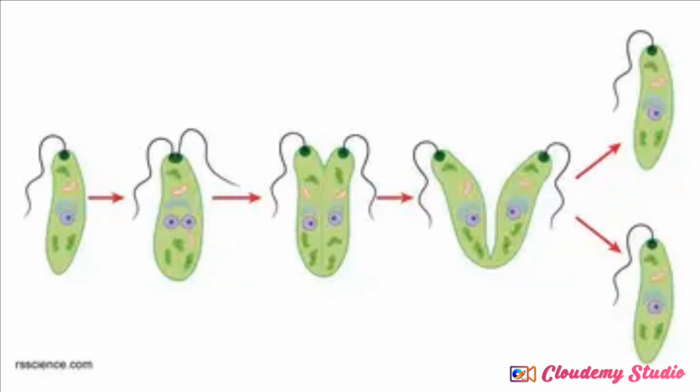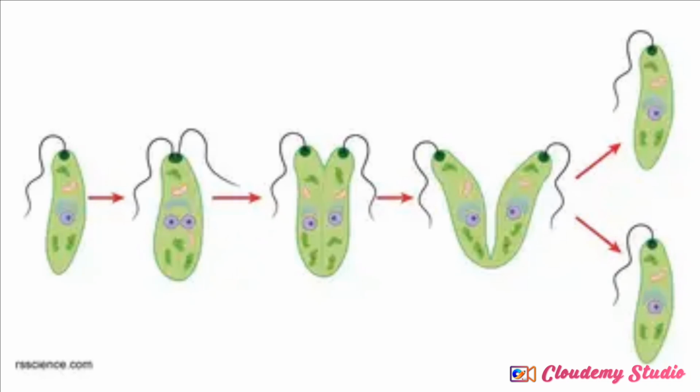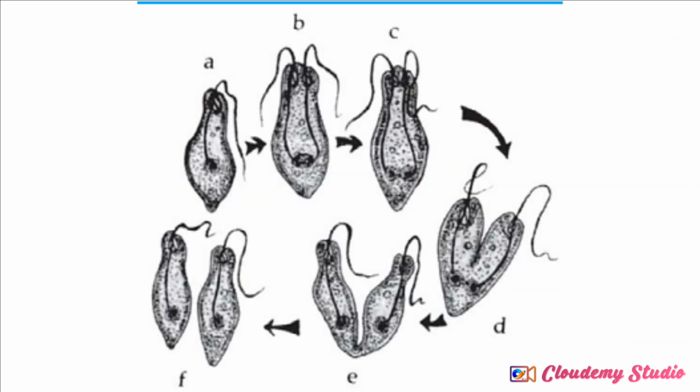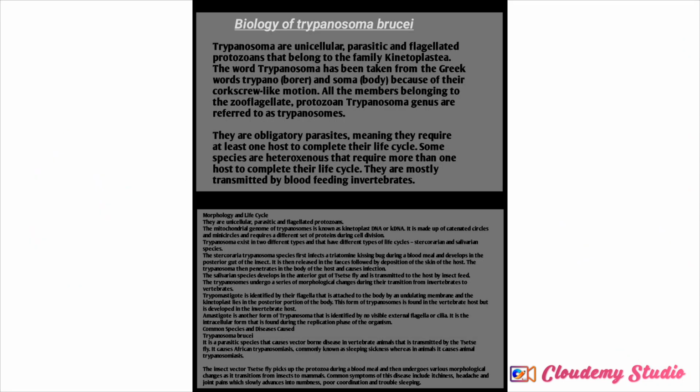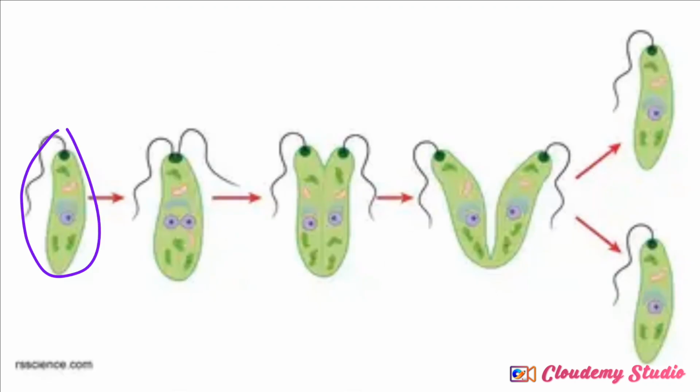Now check this out. This is how they reproduce. This is what we know as longitudinal fission. If you notice very well, it divides along the axis, like it divides vertically, not horizontally. This is the first step of division. I have another image here that describes that. Can you see the way they divide? Now look at it. This is the first stage. This is the resting stage.